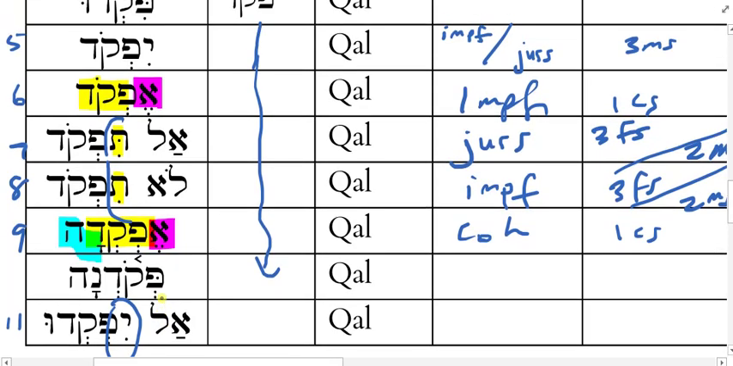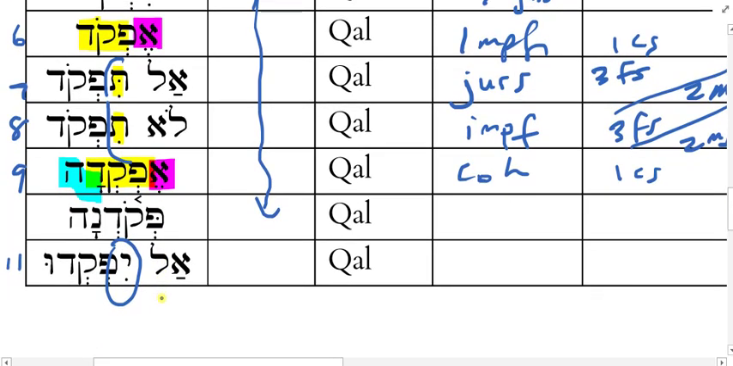So number 11, sir, how do you translate that then? Let them not appoint. Not let them appoint? It's let them not appoint. Let them not appoint.